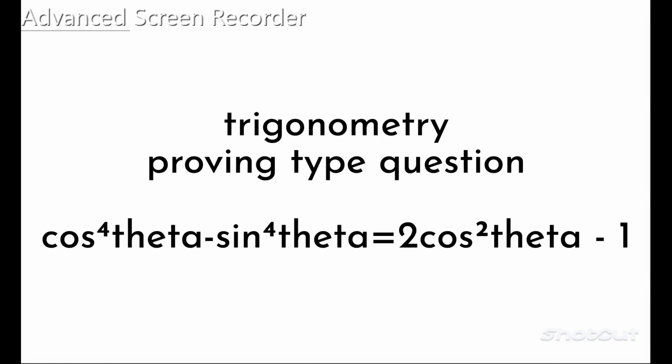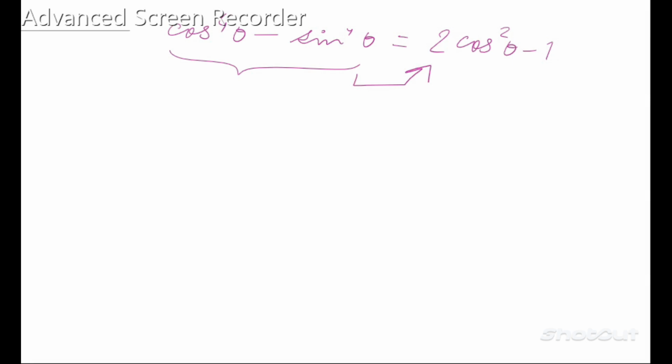Today's topic is from trigonometry, and the question is a proving type question: cos to the power of 4 theta minus sine to the power of 4 theta equals 2 cos square theta minus 1. In a proving type question, all you have to do is work on the left-hand side of the equation and work it all the way down so that it finally appears exactly like the right-hand side. You make certain changes to the left-hand side to make sure that what you end up with is exactly like the term on the right side.